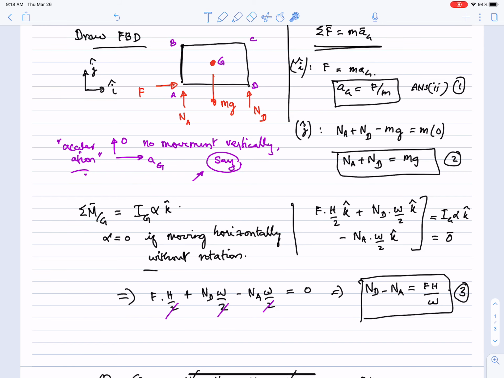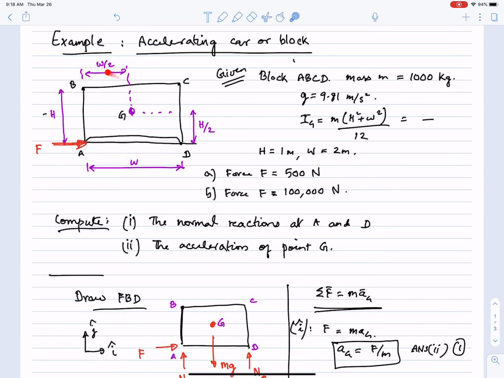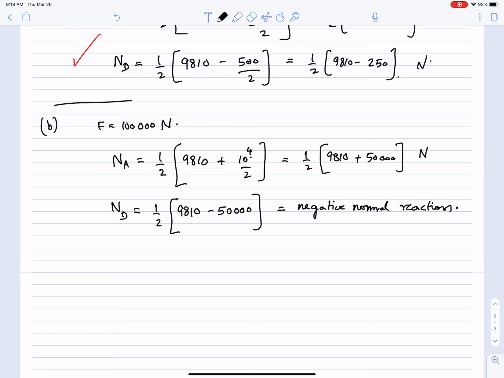So what will happen is that if you apply a big force here, the object will start pivoting about this point. Okay, if you apply a very large force, this point will essentially leave contact with the ground. As soon as the normal reaction goes to 0 or negative, this point will leave contact with the ground and then start pivoting about this point. So that you would call a wheelie. You should look that up, YouTube videos.